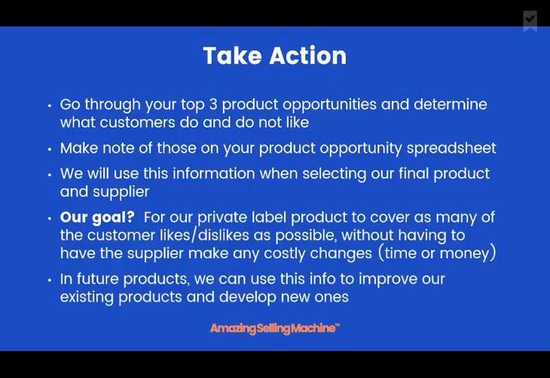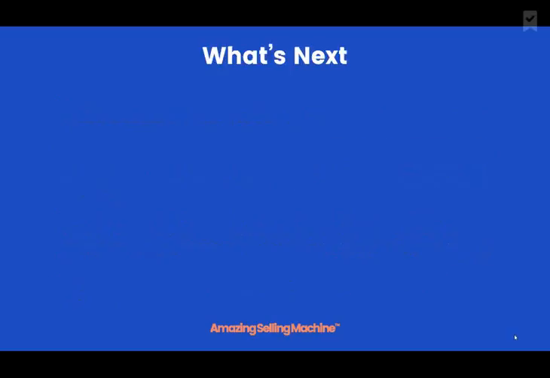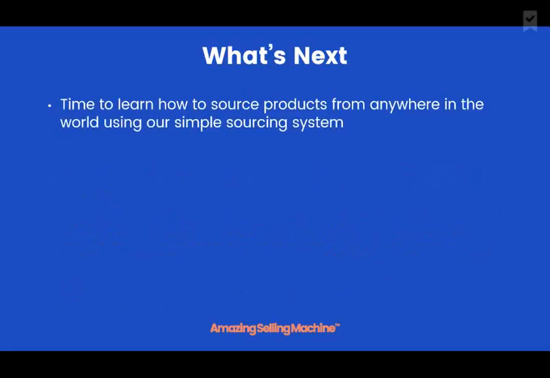In future products, however, we can use the exact same information that we've gathered to either improve our existing product or even create new ones through product tuning. And once you've done that, then you can head over to the very next lesson. We're going to learn how to use our simple sourcing system that'll show you how to source products from anywhere in the world. Thanks, and I'll see you there.